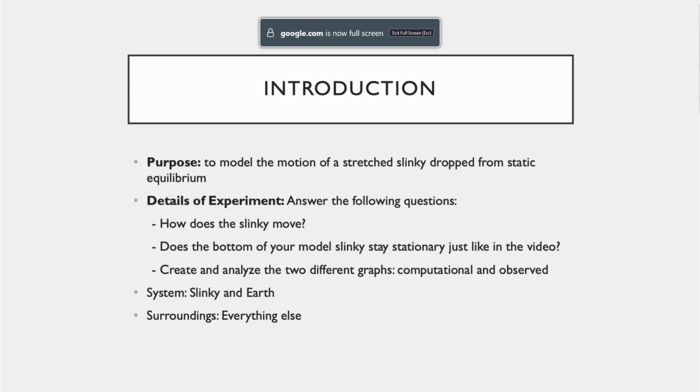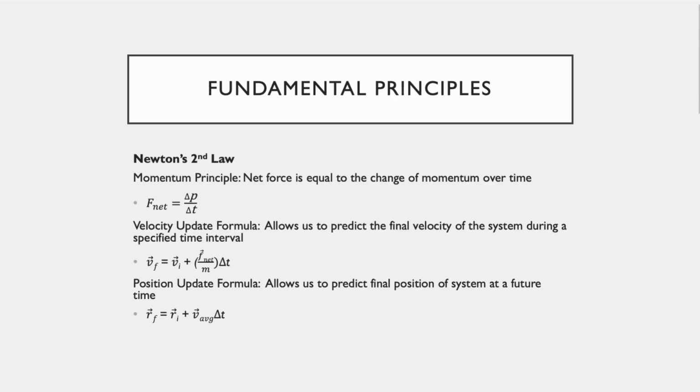Introduction. The purpose of this lab is to model the motion of a stretched slinky dropped from a static equilibrium. This experiment answers the following questions. How does the slinky move? Does the bottom of the model's slinky stay stationary, just like in the video? And then we create and analyze two different graphs, a computational and observed. The system is the slinky and the Earth, and the surroundings are everything else.